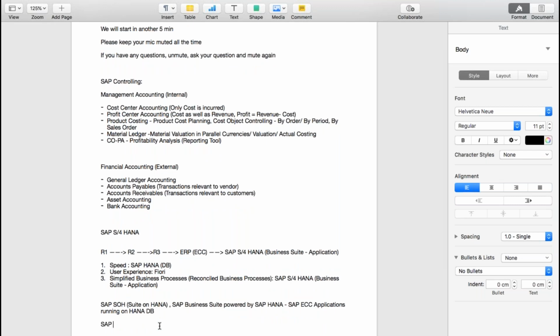So what do you think? What is the full form of SAP S4 HANA? Anyone knows the full form of SAP S4 HANA? No one knows the full form?